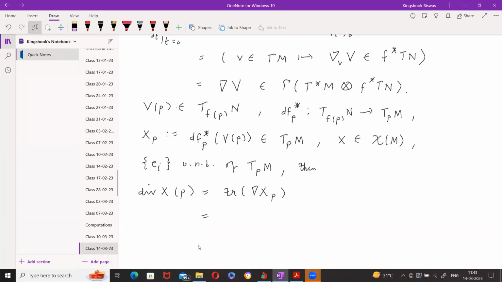Okay. So what is the trace? Trace means the sum over I of the ith diagonal entry of this linear map with respect to the orthonormal basis EI. So what is the diagonal entry? It is the linear map applied to EI, inner product with EI. So this is the sum over I of the inner product of nabla EI X with EI.